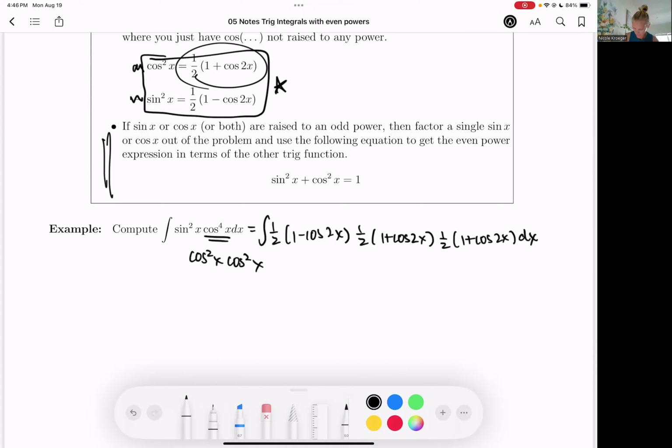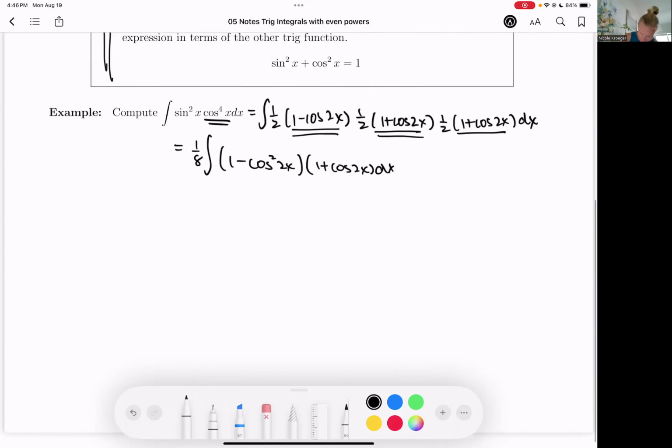Okay, now we have a bunch of things multiplied together, so we're going to have to multiply this all out. 1/2 times 1/2 times 1/2 is 1/8. I'll pull that all the way out. If I multiply these two things together, if I FOIL that out, I'm just going to get 1 minus cosine squared of 2x, and you should double check and make sure that makes sense. And then I still have this piece left, 1 plus cosine 2x dx.